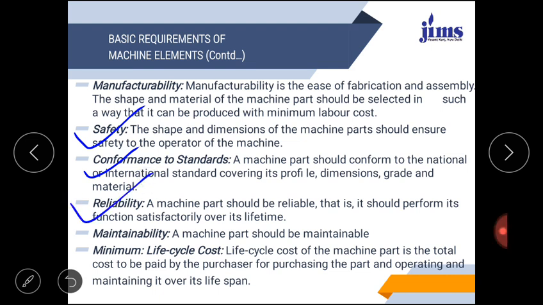Next one is reliability. Your machine element should be reliable enough, meaning it should complete the life for which it has been designed. Maintainability means it should be easy to maintain, it should be maintainable for a longer time. It should take less cost to maintain. And the last point is minimum life cycle cost. What is life cycle cost? Life cycle cost of the machine part is the total cost to be paid by the purchaser for purchasing the part and operating and maintaining it over its lifespan. So it should be less, obviously.